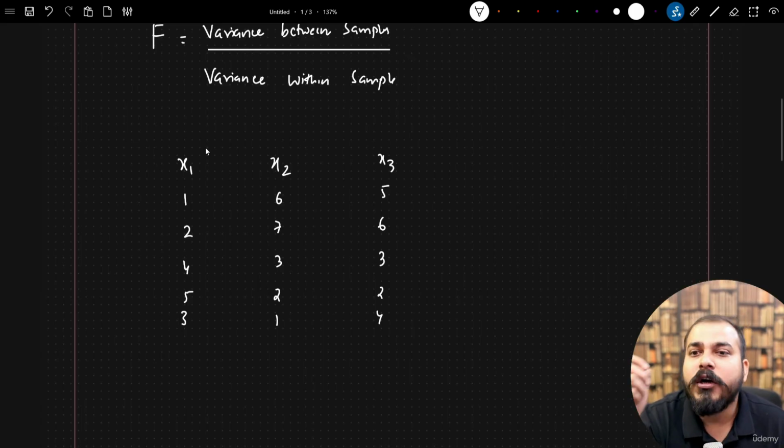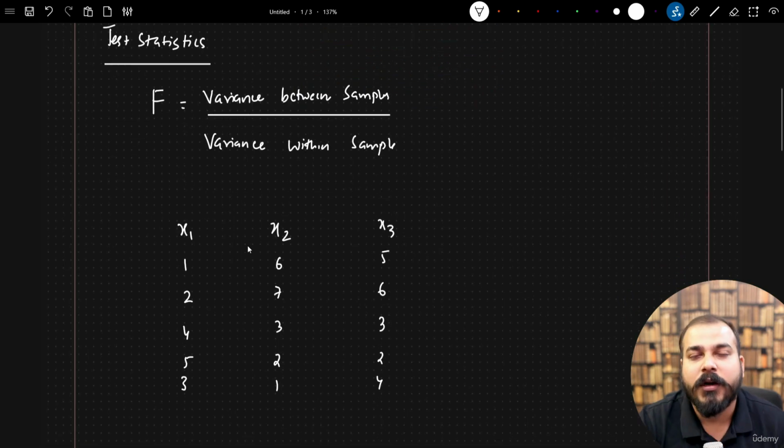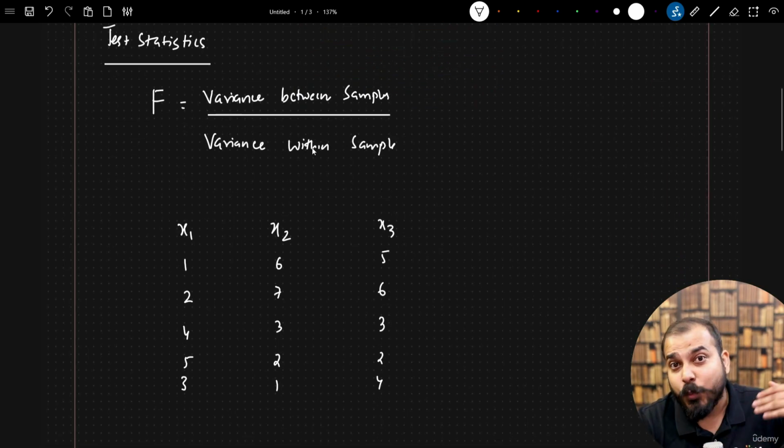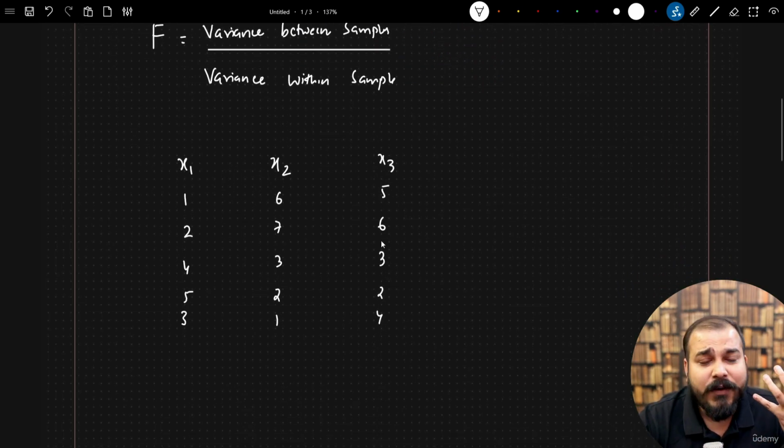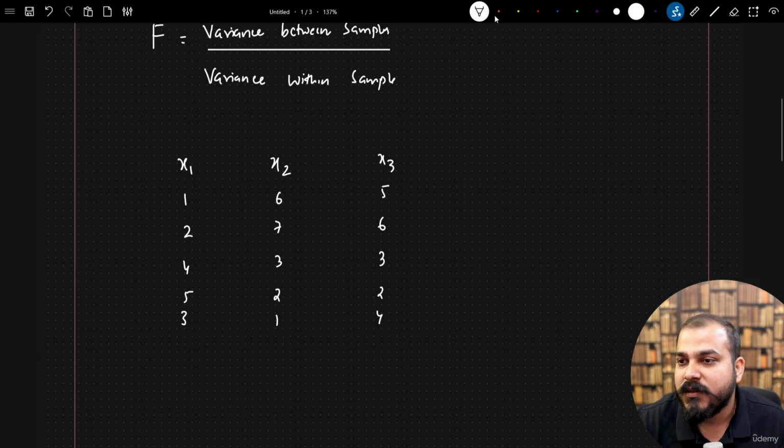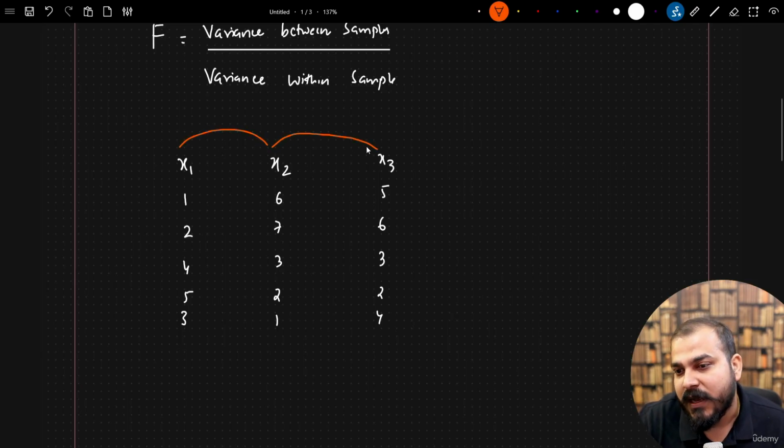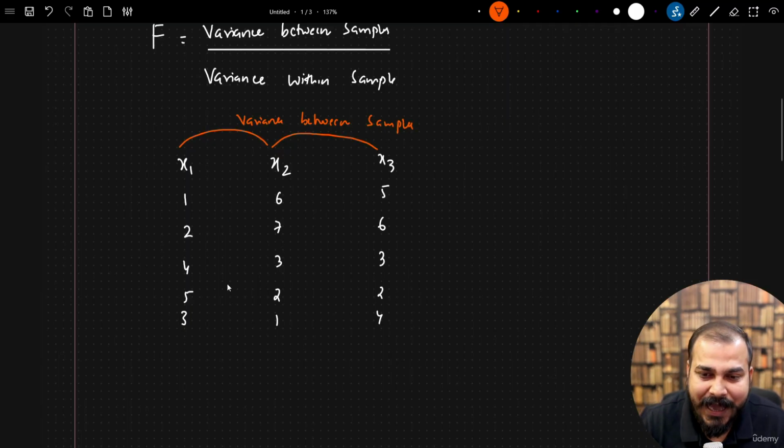In order to understand this, there are two important things: variance between the samples and variance within the samples. At the end of the day, the means are getting compared based on the variance that is present. So when we say variance between samples, this is basically the differences between your samples. In short, you calculate the variance of each sample, and then you try to find the difference between one sample and the other sample.